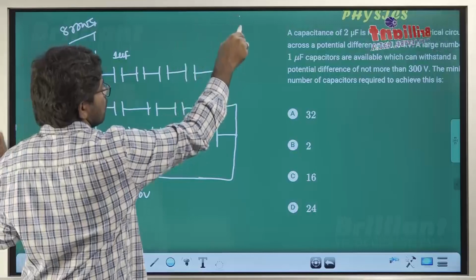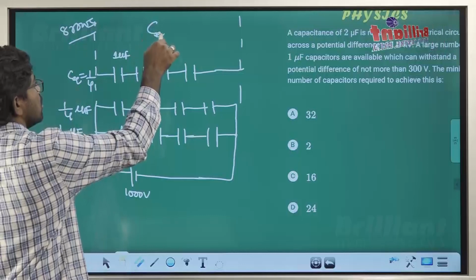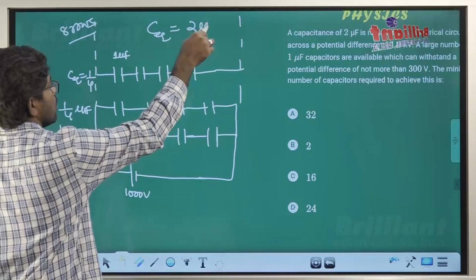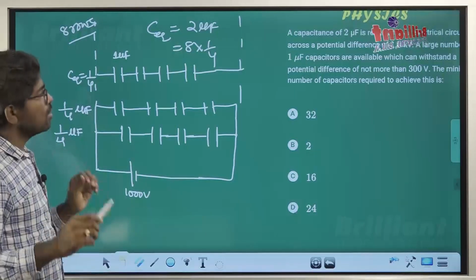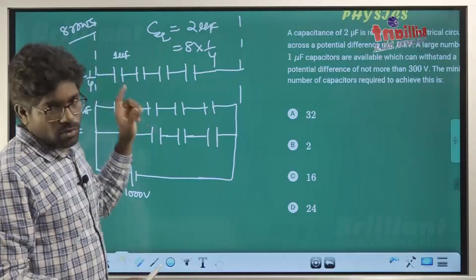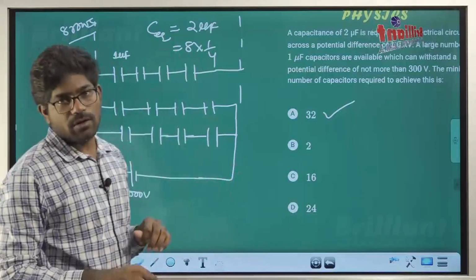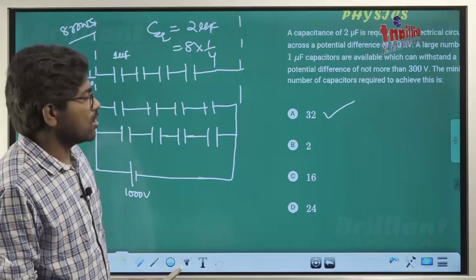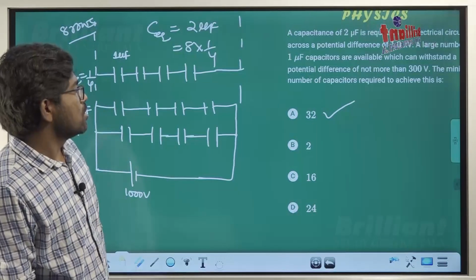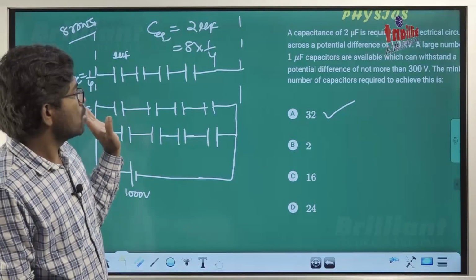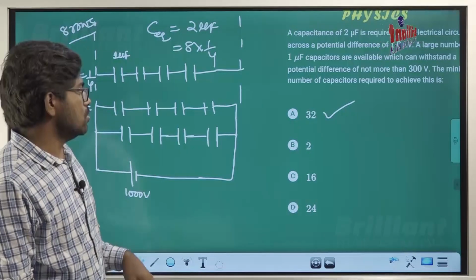Understand? If you make 8 rows, then you will get the C equivalent as 2 microfarad. 8 into 1/4 each. So 8 rows, each row 4. It means how much? 32. 4 8s are 32. Understand? So that's the thing. If you don't understand, go back and listen to the solution once again. You will get to know.